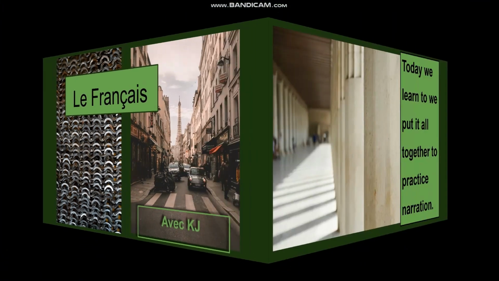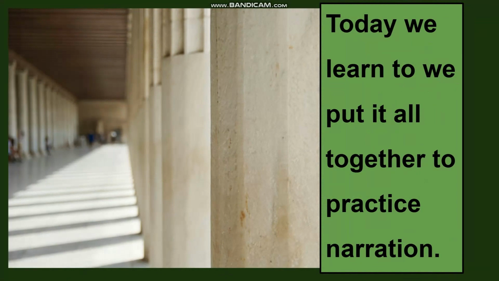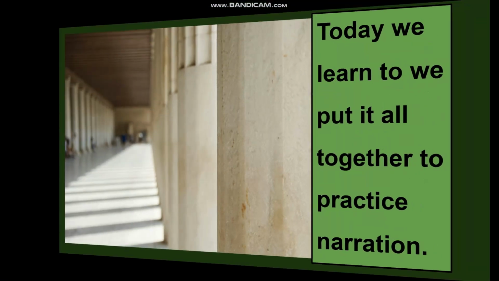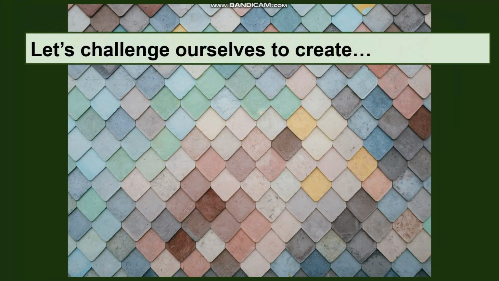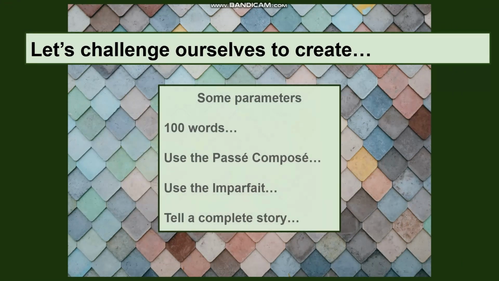Today we're going to have some fun. We're going to learn how to throw everything together and write a story. Before we get to that, though, we've got to set our parameters. We have to make sure we have a challenge to work for. So this is what we're going to do. We're going to use 100 words. We're going to use the passé composé, and we're going to use the imparfait to tell a complete story.